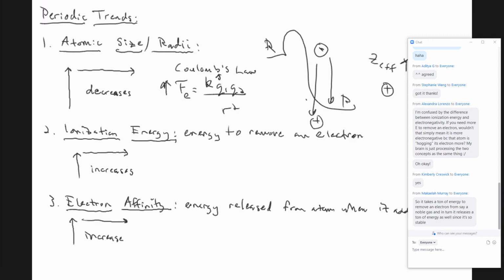Yeah, so that electron, when it pulls down, because of the increase of effective nuclear charge going to the right, is going to be more stable. And when doing so, it gives off energy to the environment. And that's what electron affinity is. Okay, got it. Thank you. Okay. Cool.